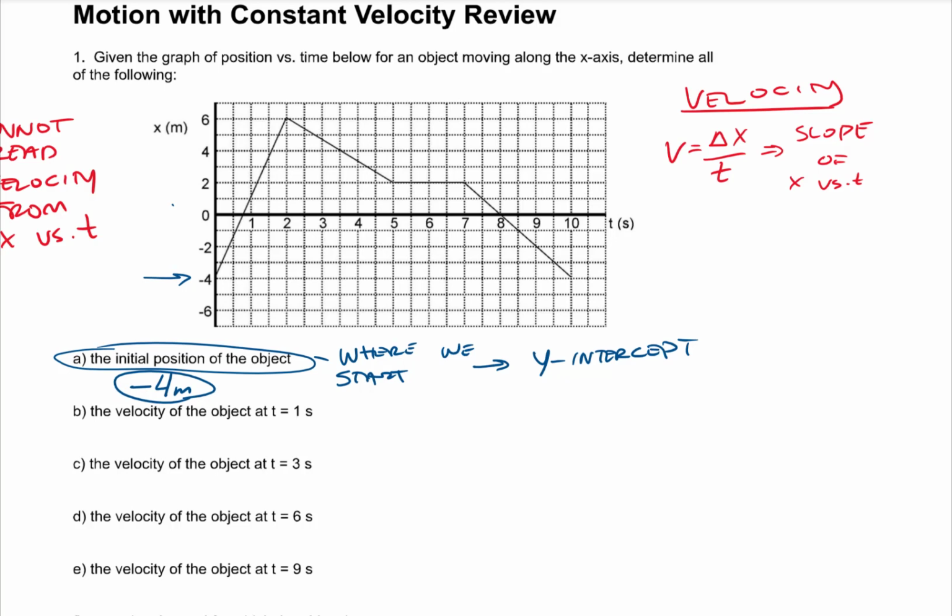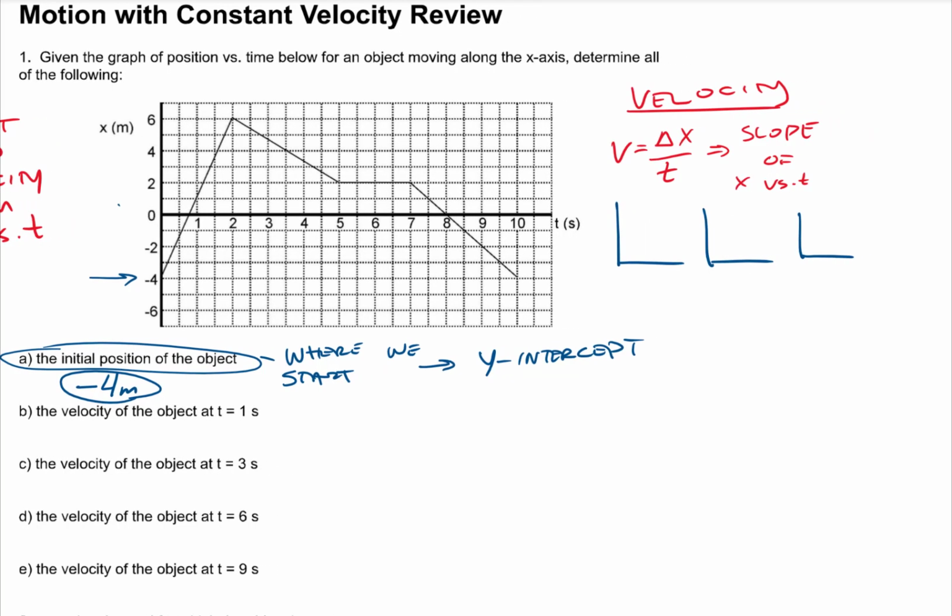While we're here talking about slope a little bit, just to give us some good words to talk about when we have slope: this is a positive slope, so that means it's a positive velocity. This is a negative slope, so it's a negative velocity. And this is a slope of 0. That means we have a 0 velocity.